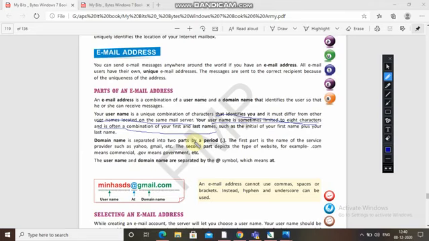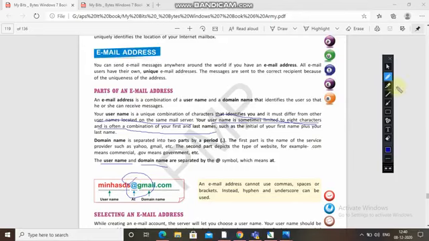So the username and domain name are separated by the @ symbol, which means at. Okay, so these two are separated by a symbol that is @. An email address cannot use commas, spaces or brackets. Instead, hyphen and underscore can be used.